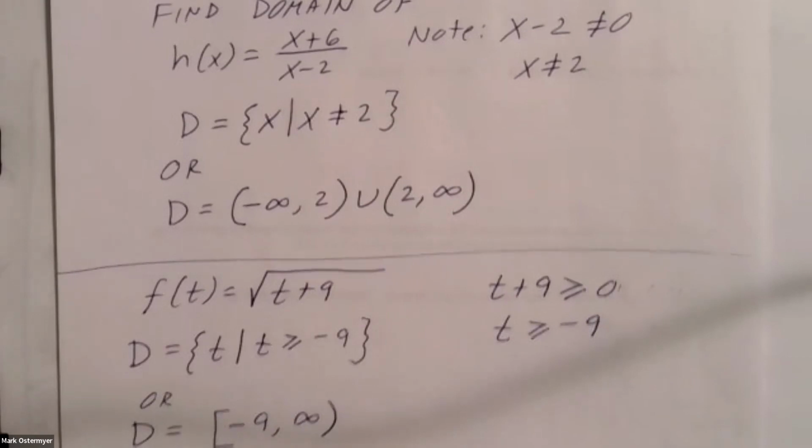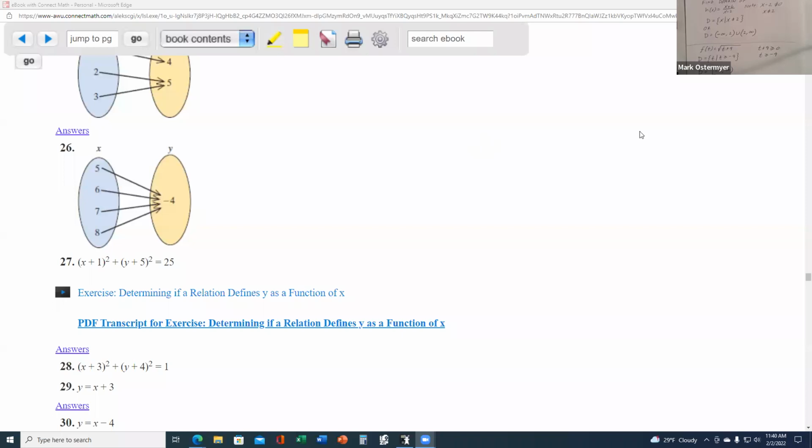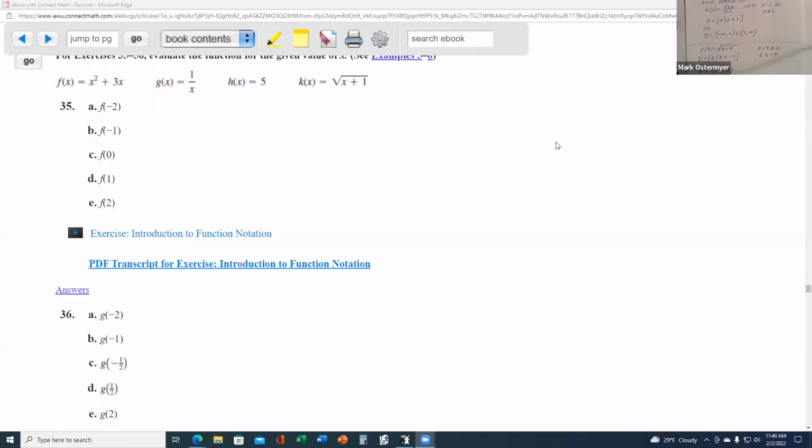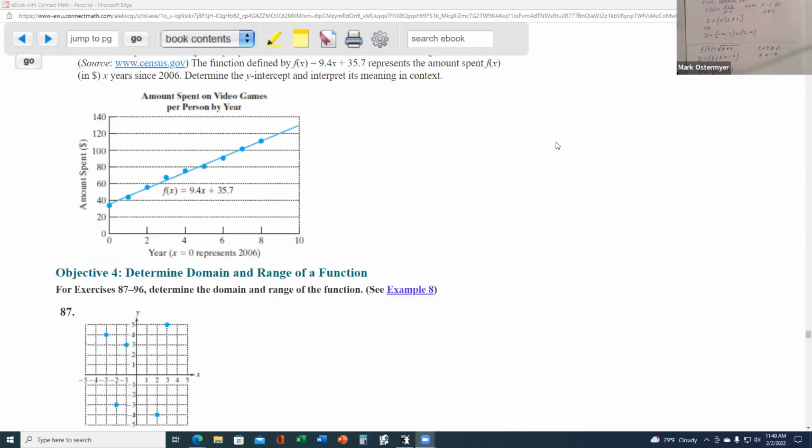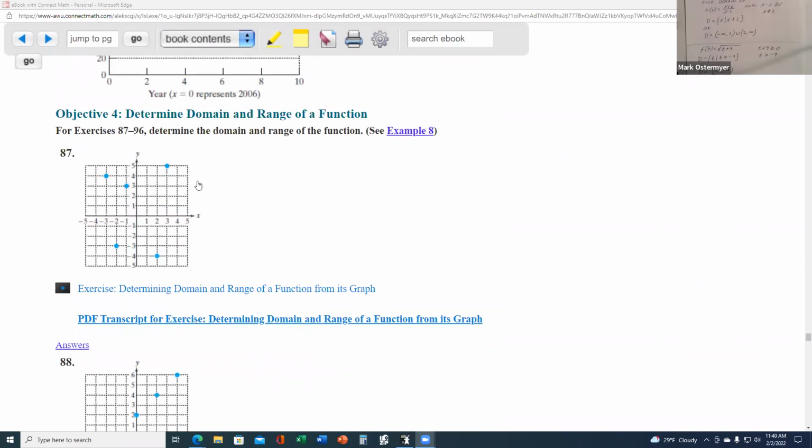Let's go back to our book. How would we determine the domain, ladies and gentlemen, of a graph? Well, let's look at number 87, which is in section 2.3 in your homework set back there. What would be the domain of this function? Why am I even calling it a function? Does this graph pass the vertical line test? Is number 87 this relation a function?